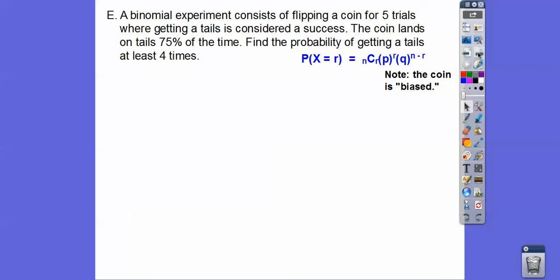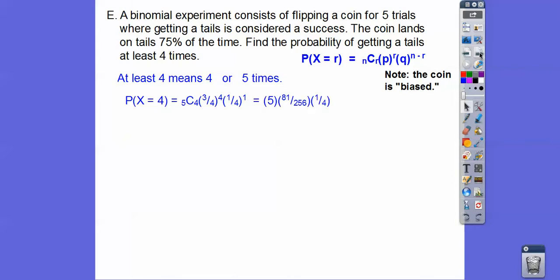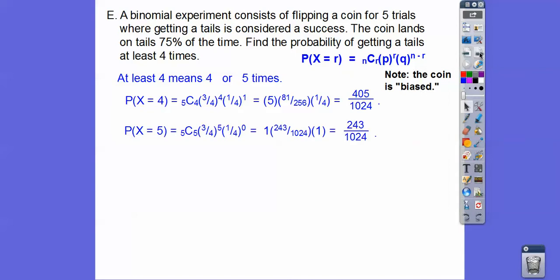Okay, there's our formula. This is going to be 3/4. This is going to be 1 minus 3/4, or 1/4. And then it's the same thing. We're just doing the same thing, except the probability changes. So at least 4 means you're getting 4 tails or 5 tails, which means we're going to add. So there's the probability of getting 4. We get that right there. Probability of getting 5, and if we do it right, we get that. So the probability of 4 or 5 is the sum of those.